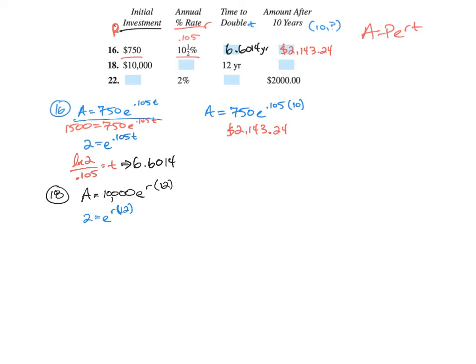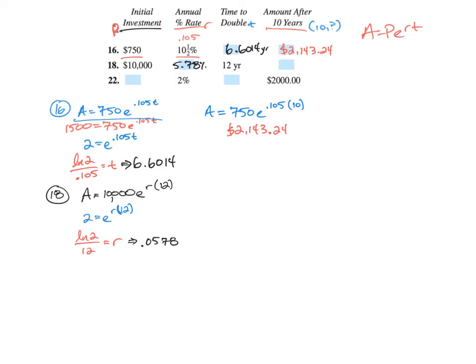How do I start solving for R? I natural log it, then divide by 12. So now I have natural log of 2 over 12 is equal to my rate. Let's type that into our handy dandy calculator. 0.0578. And how do I notate that one? 5.78%.